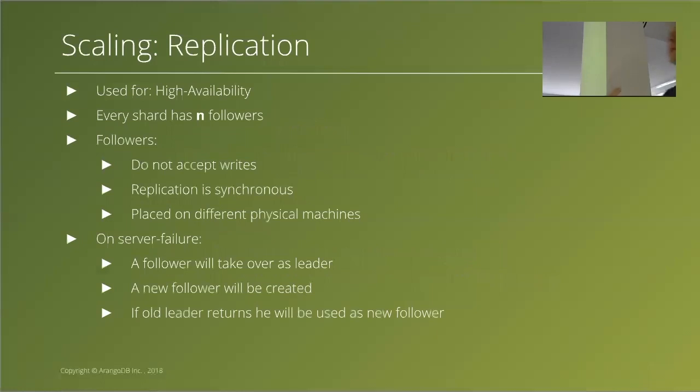Replication is the other aspect of scaling. Sharding is just if you have huge data sets. Replication is if you need a cluster for high availability. So if your machine fails, which is most likely in a cluster, use replication, which makes sure you have copies of the same data in the cluster. And we have auto failovers, so that whenever a machine fails, one of the follower replicas can take over. Of course, the followers do not accept writes. You can only write to the server responsible for the data. Replication is synchronous. And of course, data is placed on different physical machines because otherwise it would be kind of pointless.